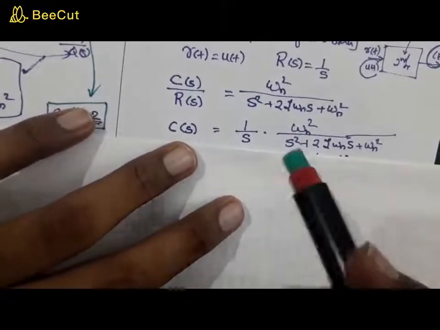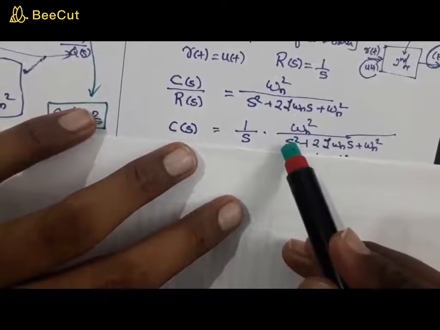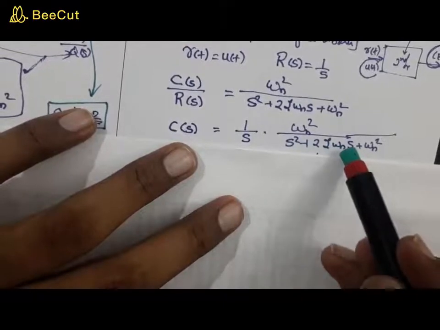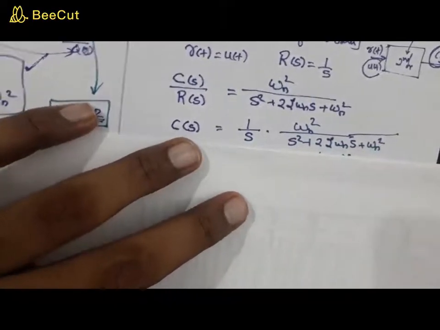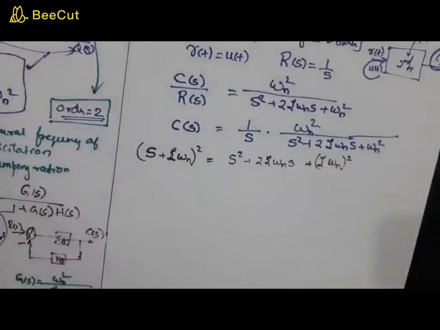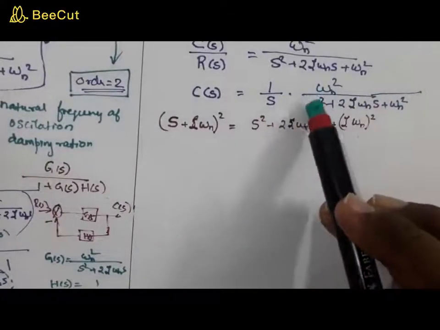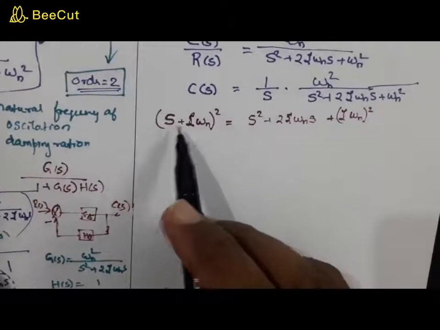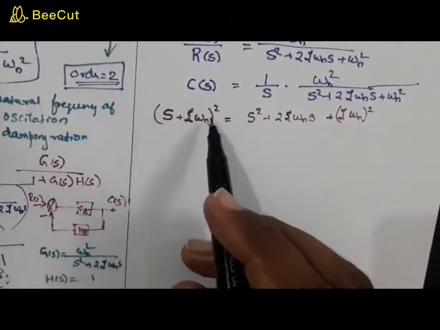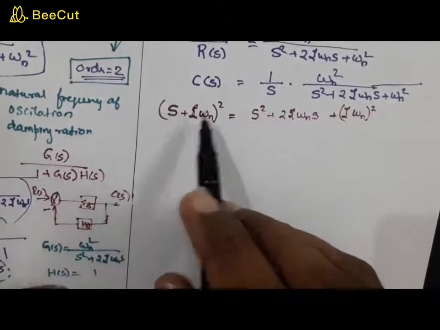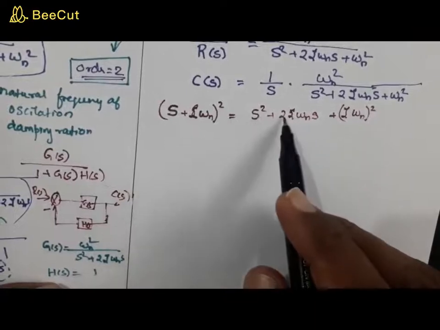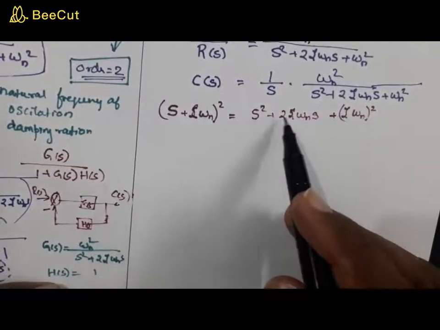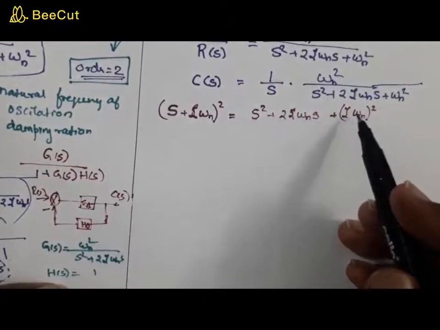Okay, now to continue our analysis, I am going to do some manipulations on this term, that is s square plus 2 theta omega n s plus omega n square. Now you know what (a plus b) the whole square is, so I am going to represent this in the form of (a plus b) the whole square. So I'm just evaluating, say, (s plus theta omega n) the whole square. If you expand this, (a plus b) the whole square is equal to a square plus 2ab plus b square. So you can see that this will be s square plus 2 theta omega n s plus theta square omega n square.